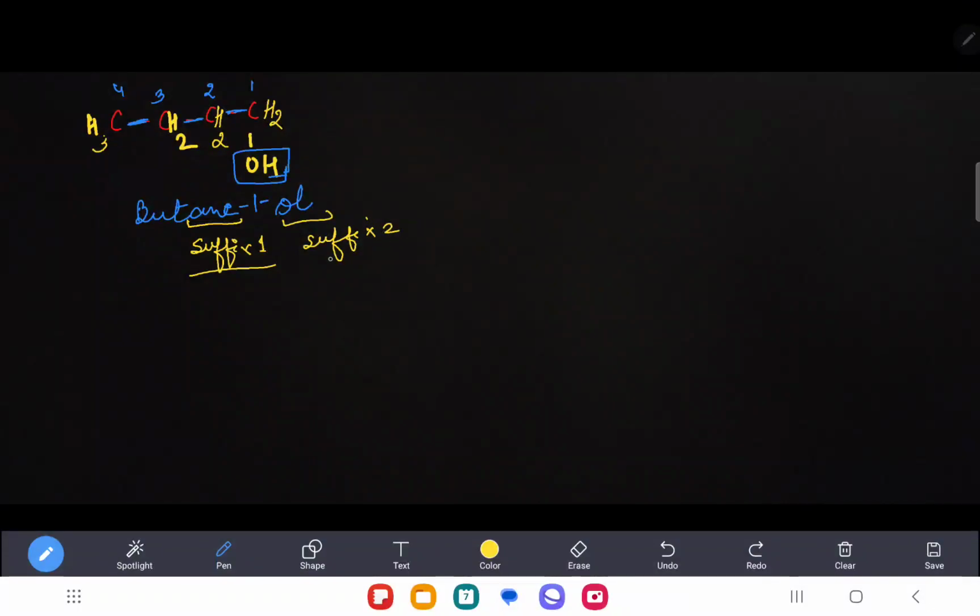Basically, if this is suffix 2 and this is suffix 1, don't you think that this E should be dropped off? So this shall become what? Butane 1 ol. Understood or not? Right? So this is going to be butane 1 ol. Understood. Okay. So that's how the name of this compound should have been.